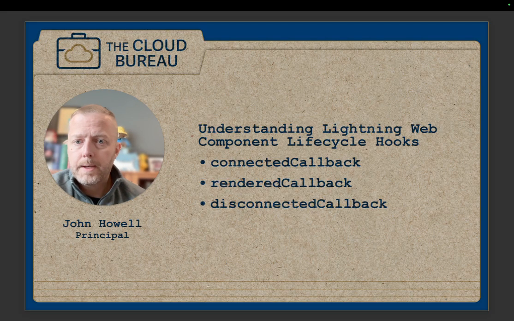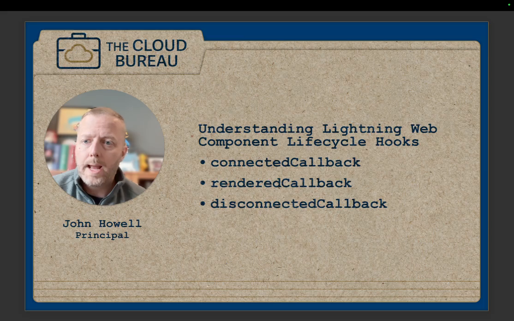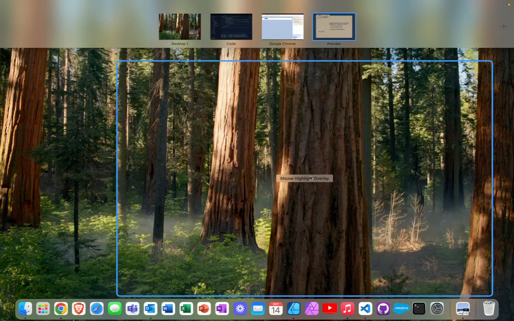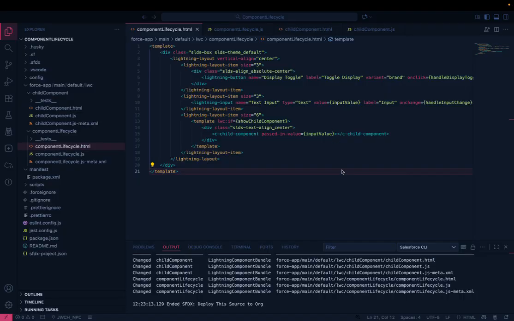With that, let's hop in and look at a sample component that I've set up just to demo when and how these lifecycle hooks run. So here I am in Visual Studio Code, and I have an SFDX project set up, and it has two components in it, a parent component and a child component. The parent component is called component lifecycle, and the child component is simply called child component.